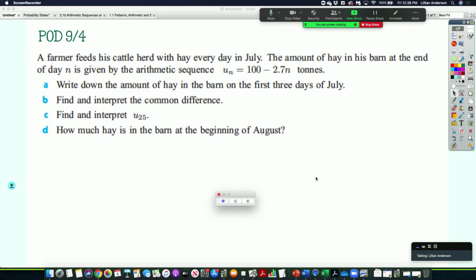All right, so it says a farmer feeds his cattle herd with hay every day in July. The amount of hay in his barn at the end of day n is given by the arithmetic sequence u sub n equals 100 minus 2.7n.